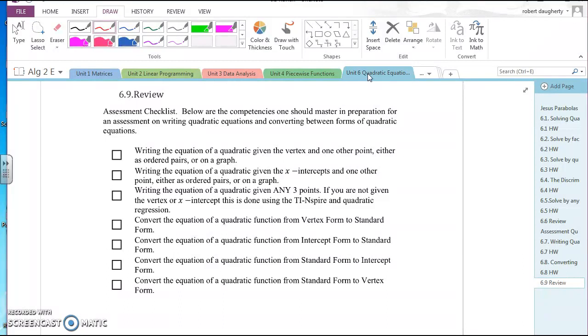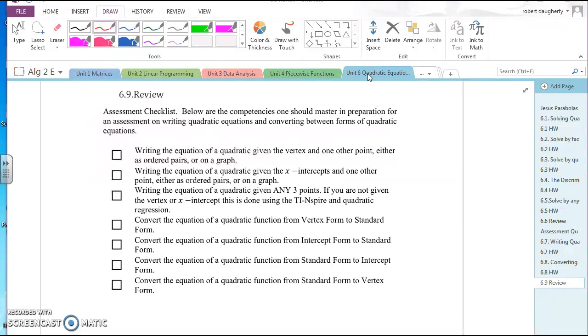So you'll need to go back, but things we covered in this particular section since our last quiz. So there was another review. If you look at the review that we did for 6.6, it had another checklist. But since 6.6, this is what we've done.